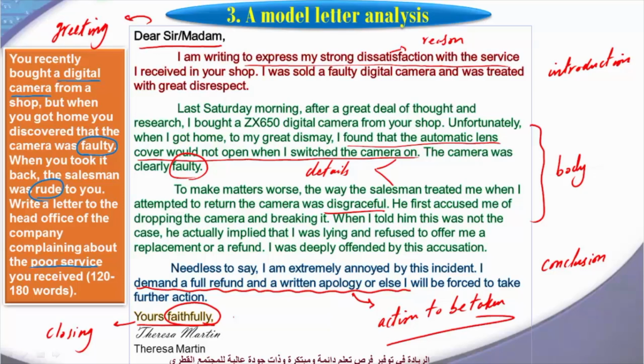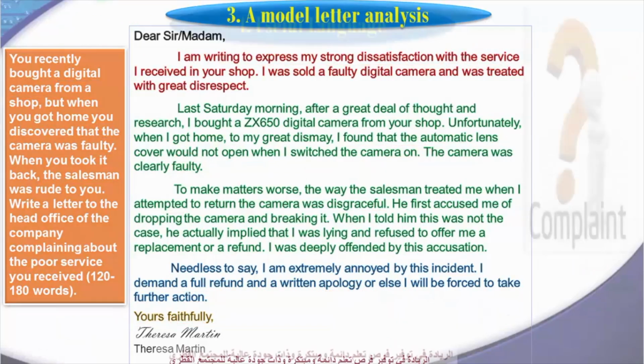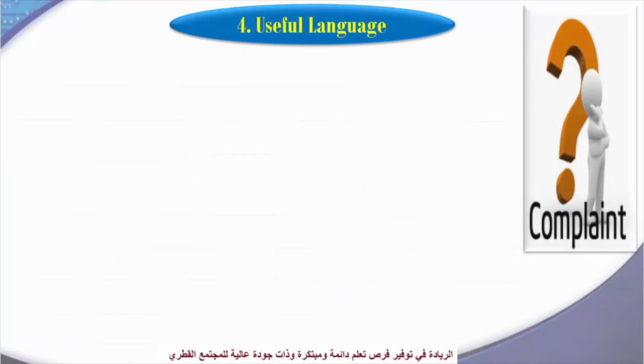So we can say here that this letter consists of the greeting, then an introduction in which we introduce the reason for our writing, then in the body we start to give some detailed description of the complaints, but in chronological order. Then in the conclusion we describe what action we want to be taken. At the end you can write your closing, as we said, yours faithfully or sincerely, then your full name and signature.